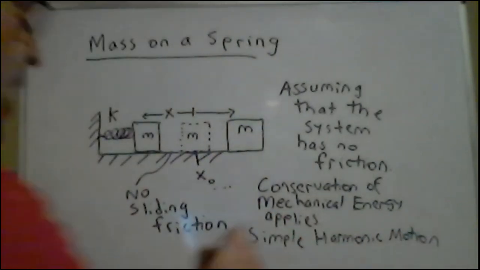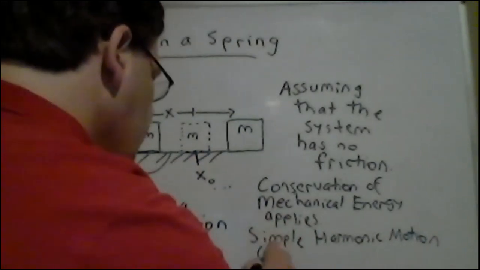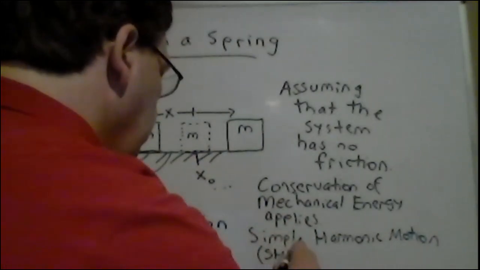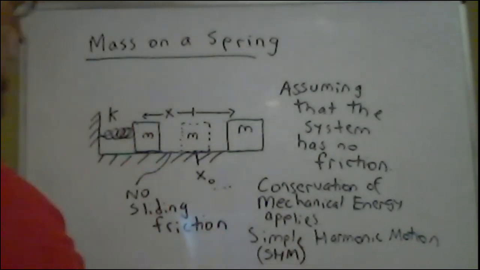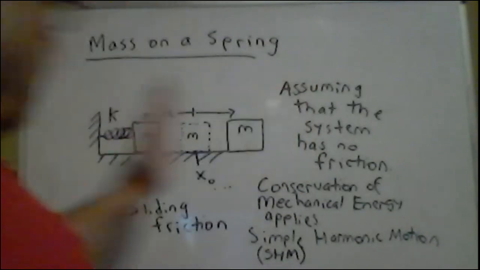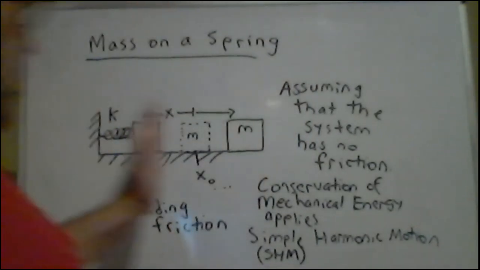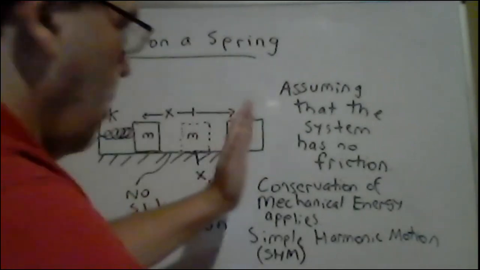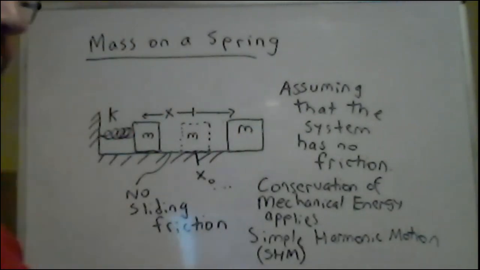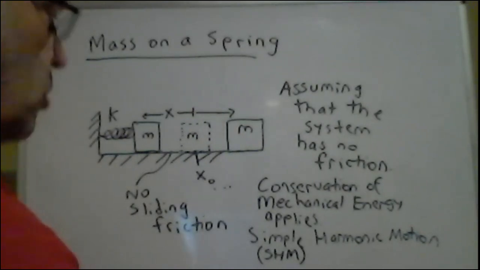Referred to as SHM. Simple harmonic motion means this system, this mass on a spring, is going to go back and forth with no energy loss. It is going to go forever. Okay, that's what that means. It's going to go forever, and it's going to go in a nice back and forth periodic motion.